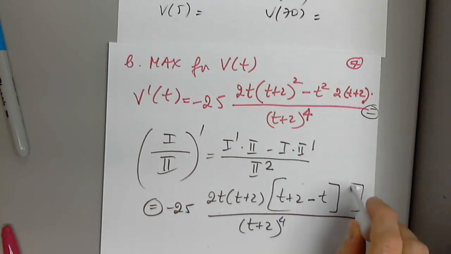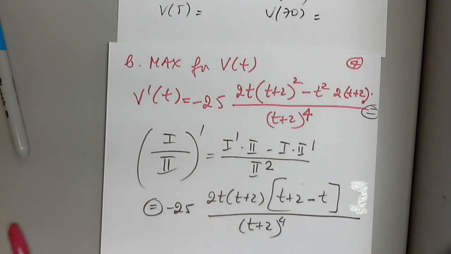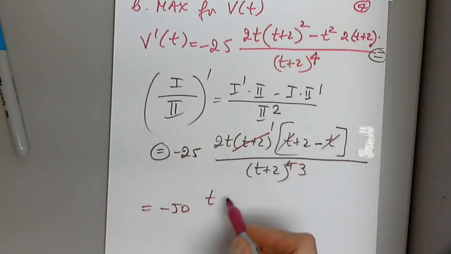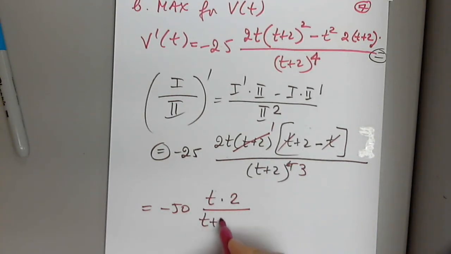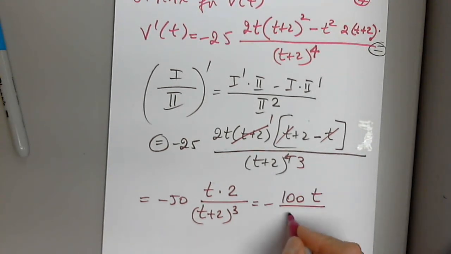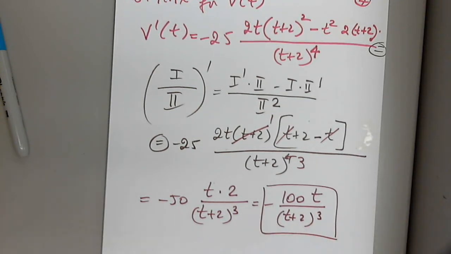What do you think? Look at this whole expression, and what do you think I'm going to do next? I know you know the answer. Negative 50 t times 2 over t plus 2 to the 3rd. Negative 100 t over t plus 2 to the 3rd. See the power of factoring? Otherwise, I would have factored and distributed and so on and so forth. So this is the final derivative. Do I still have a minute?